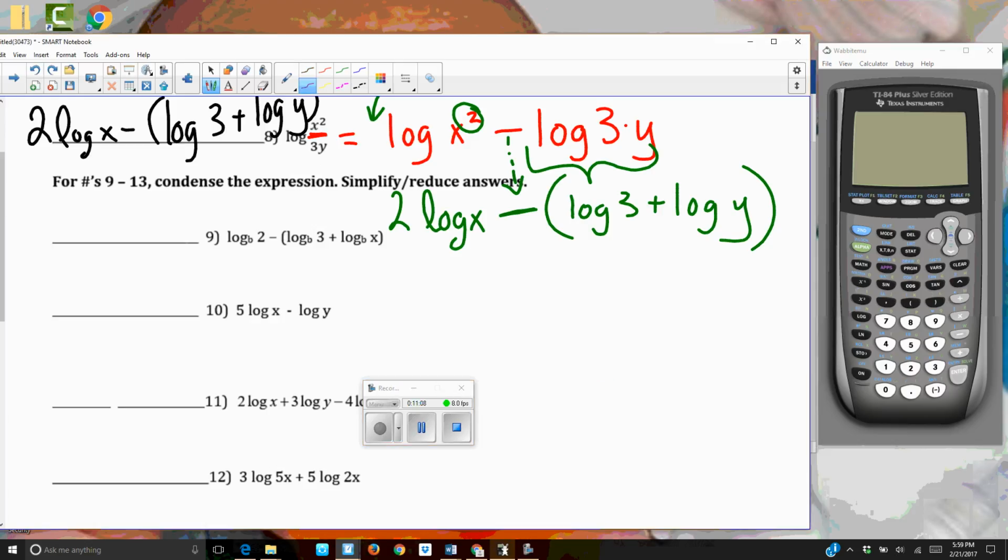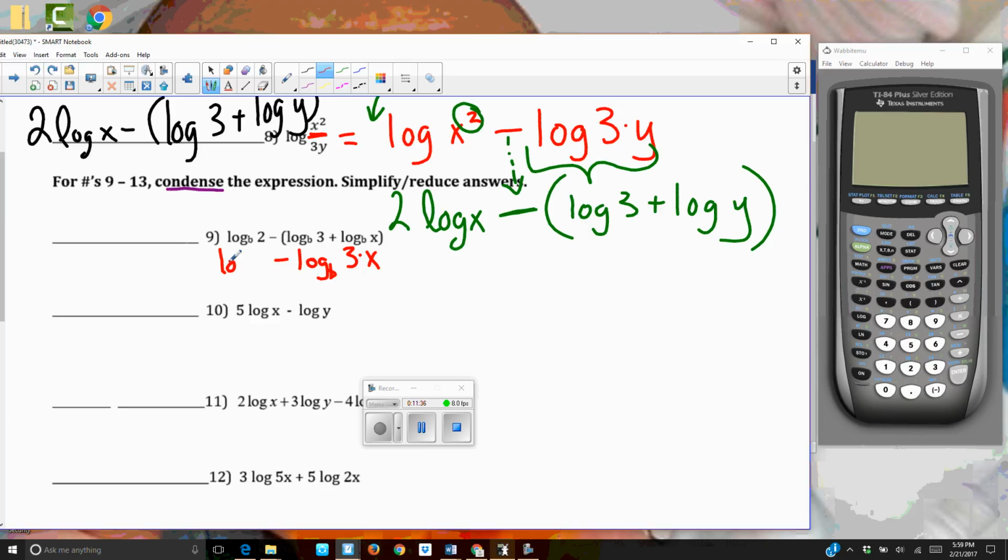On the next set of problems, we are condensing the expressions. So that means they're going to give us multiple logarithms. We want to write it as a single logarithm expression. So number 9, we're doing a couple of different things. Inside the parentheses, we're adding 2 logarithms. So we know that addition converts to multiplication the other direction. So this just becomes log base b 3 times x.